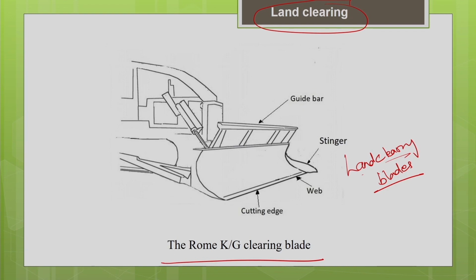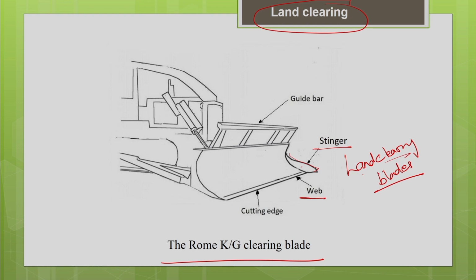This blade has a vertical knife called a stinger and a horizontal knife called a web. So it has both a vertical knife and a horizontal knife, and with this you can easily cut the trees. Generally for cutting trees you need more tractive effort and more power, so you have to use a very big bulldozer with a very big tractor unit so that you can deliver more power.